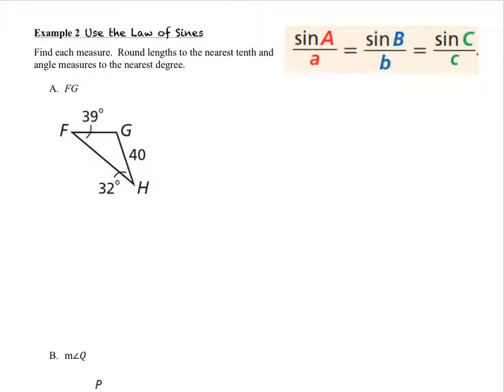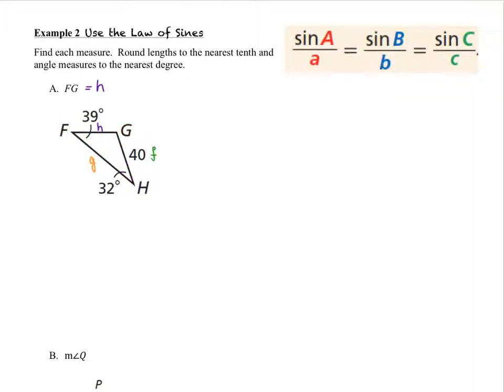So let's start by labeling our triangle. Side lowercase h is across from vertex or angle H. Side G is across from angle G. And side F is across from angle F. So the question is asking us to find the length between points F and G, or the length of segment FG, and that side is also called side H. Now let's figure out what we have and what we want.